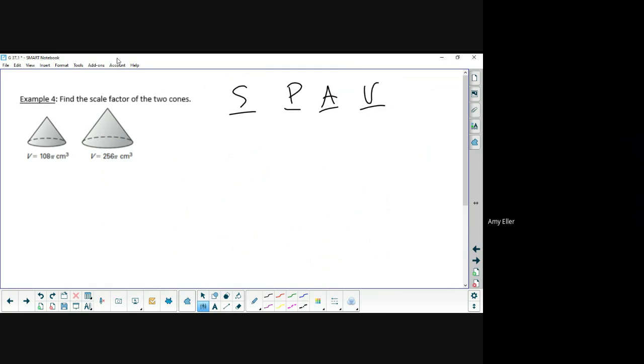Carter, do you see where we're going to start on this one? What ratio do I know? Do I know two sides, two perimeters, two areas, or two volumes? Right here, two volumes. Yep. So go ahead and put those two numbers under volume.